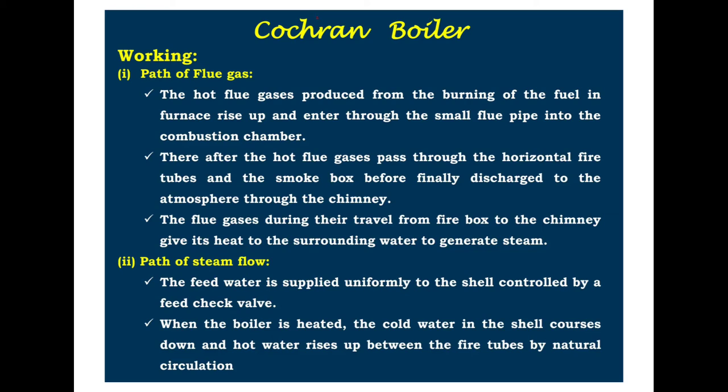And now the Cochran boiler working. There are different stages of the Cochran boiler while working to generate steam. First one, path of flue gas. The hot flue gas produced from the burning of the fuel in the furnace rises up and enters through the small flue pipe into the combustion chamber. Thereafter, the hot flue gases pass through the horizontal fire tubes and the smoke box before finally being discharged to the atmosphere through the chimney.